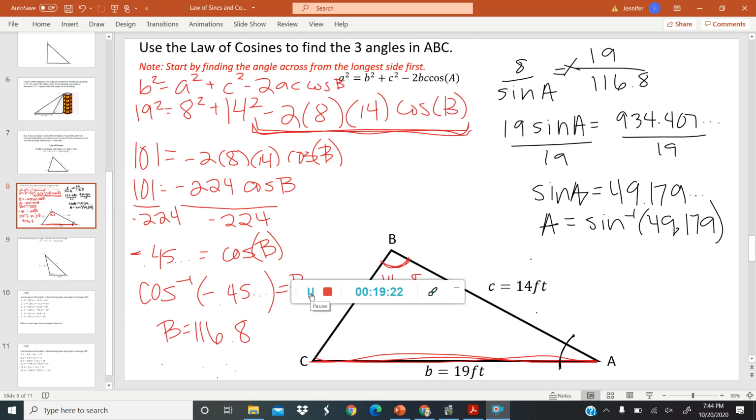Okay, so up here, I messed up. I put 116.8. It's supposed to be the sine of 116.8. So then I had 19 times sine A, and it wouldn't be 8 times 116.8. It would be 8 times the sine of 116.8. So let's get that out of there, and then that's going to change this number as well. So that's a quick, easy fix though.